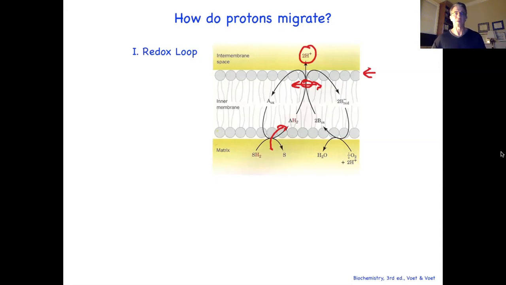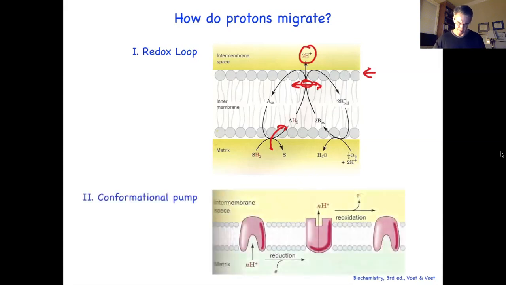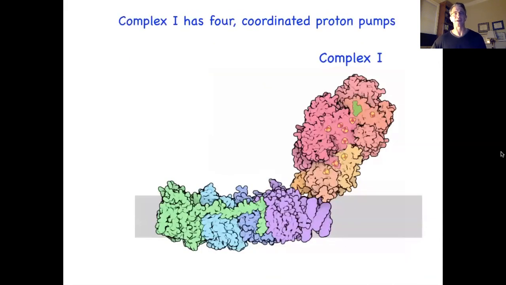The other way in which people thought this might happen would be some sort of a conformational change. So you could imagine having a protein conformation that would take protons on one side of the membrane, and by virtue of those protons being taken up, the protein would change its structure. Maybe it would flip around in the membrane and now release them on the other side of the membrane. This is sometimes known as a conformational pump. In principle, there are examples of both of these in biology, but it wasn't clear at all how either one of these would work for complex 1. All right. So again, the solution to this came down to the structure.